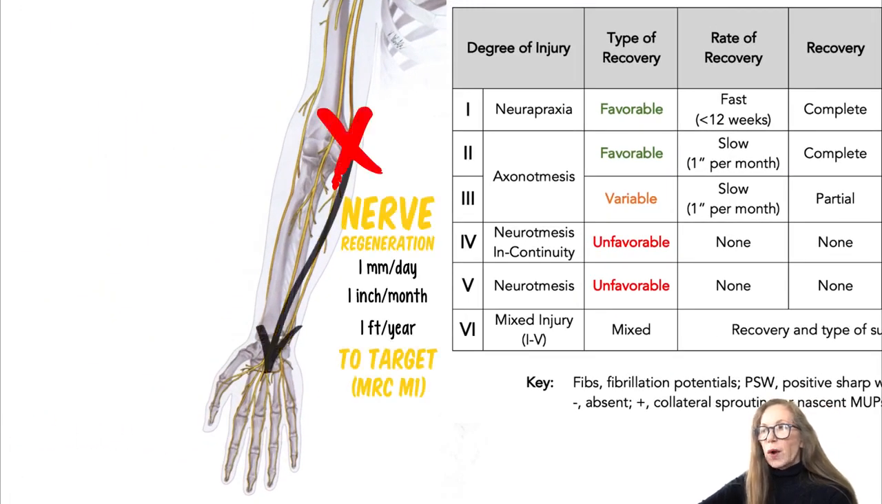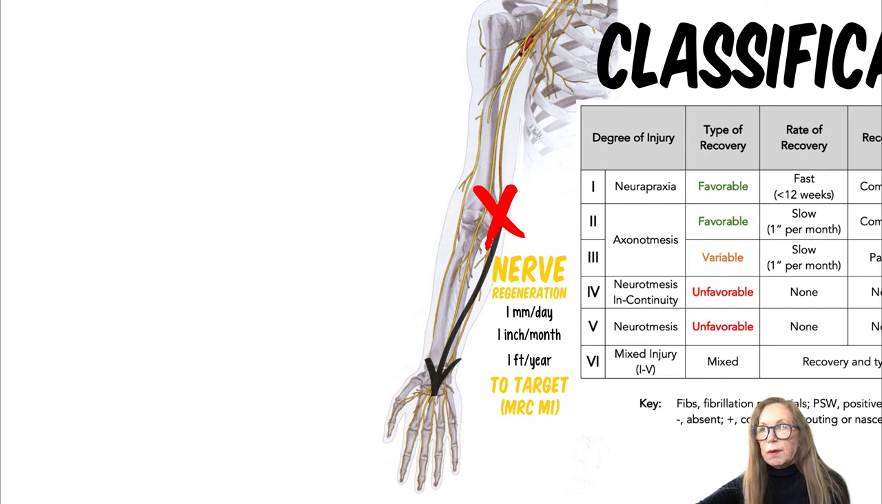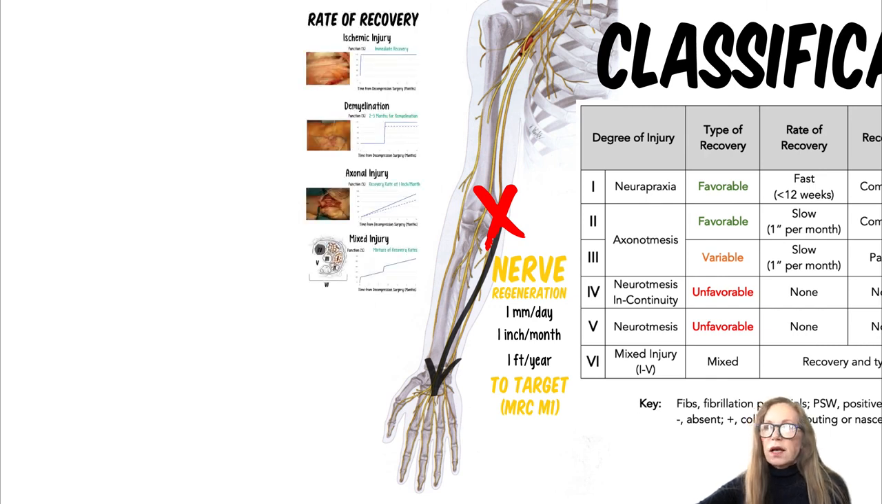With respect to the rate of recovery, we're very familiar with this concept, but I'd like to emphasize that the rate of recovery at an inch a month, a millimeter a day, a foot a year is for the pioneer axons to reach target. It's not for your patient to have MRC grade 3 recovery of muscle function. It's just get to target. So I think that's important to also emphasize to your patients who will get a tape measure out, measure the distance, and expect recovery.